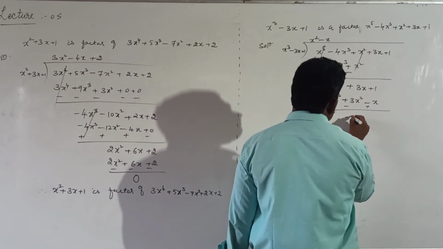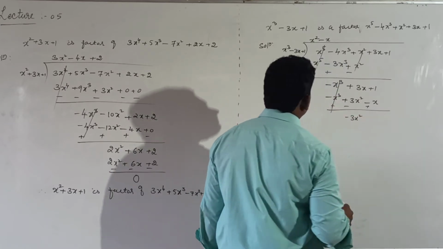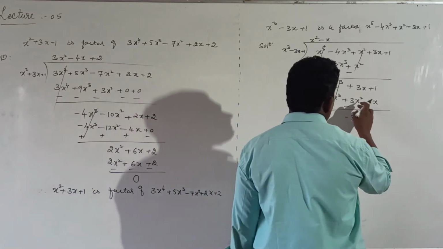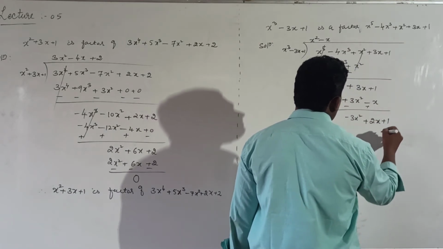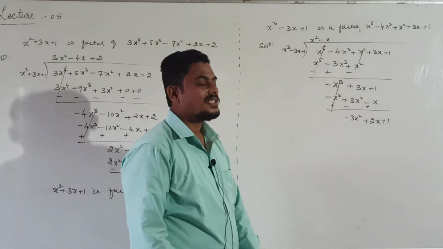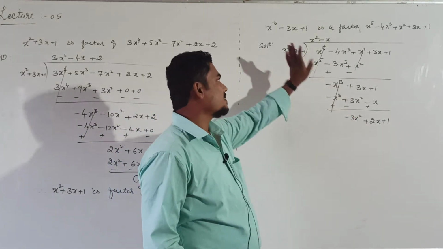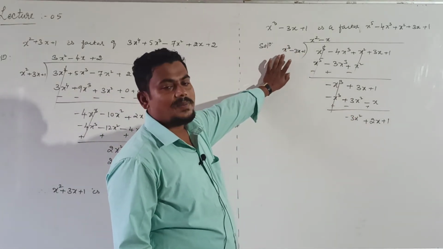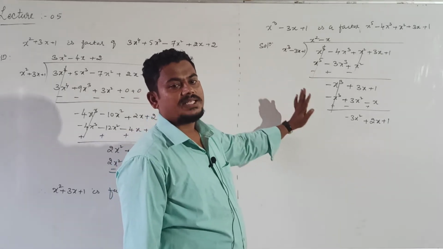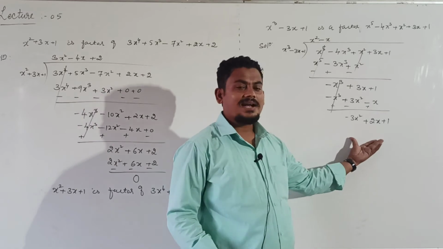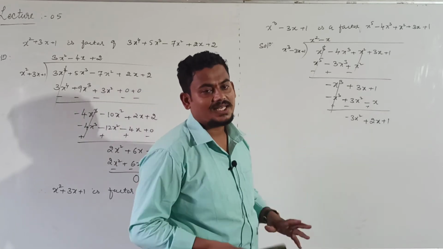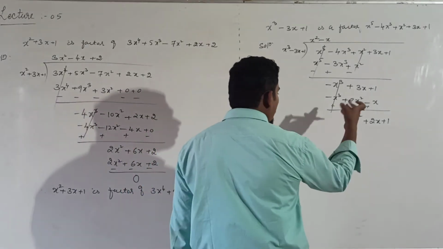Then minus 3x square plus 2x plus 1. Now stop this process. Why? Because clearly the degree of the remainder is less than the degree of the divisor, so stop here. Then what do you conclude? The remainder is not equal to 0, which means it is not a factor.